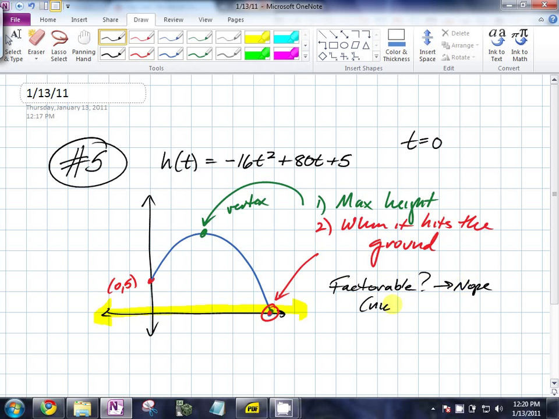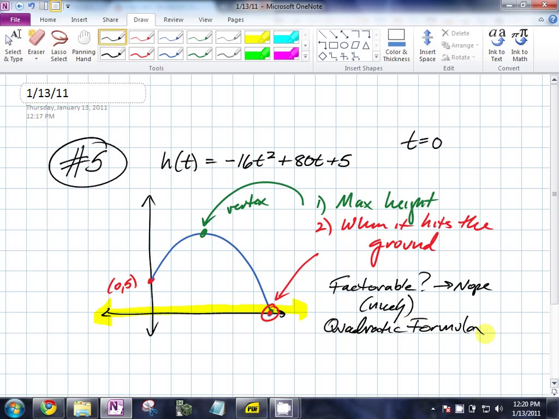So use the quadratic formula. You don't have to spend an hour and a half simplifying your answer. You're going to end up with something plus or minus the square root of 6,720. You don't have to simplify that. Leave it as radical form.